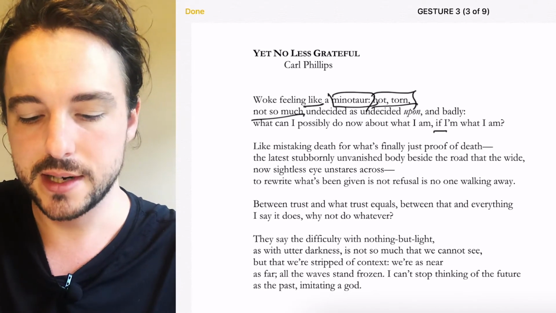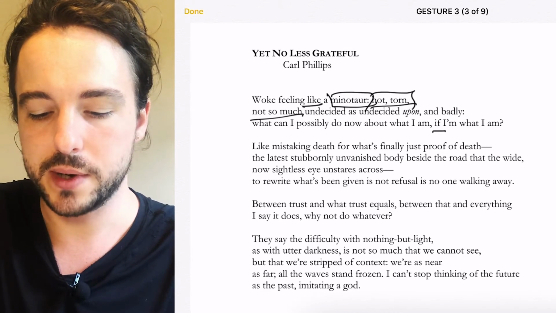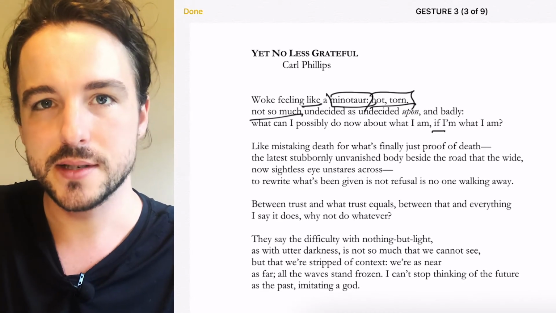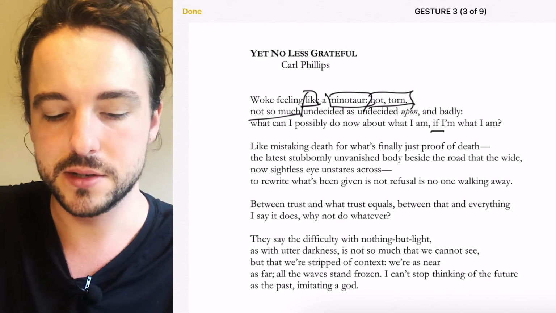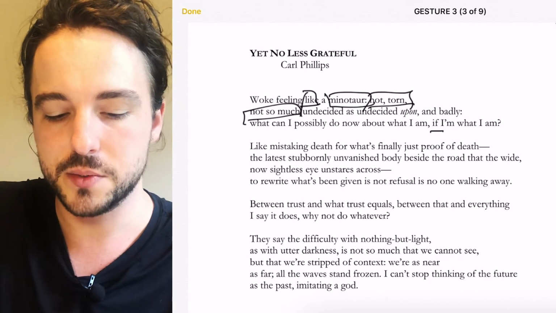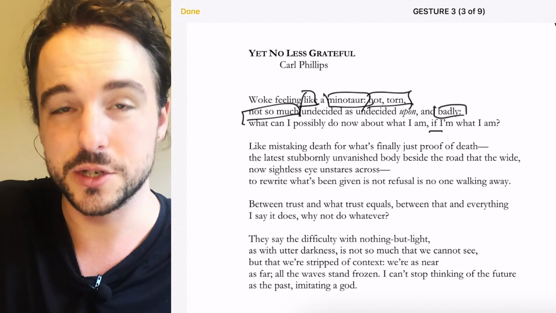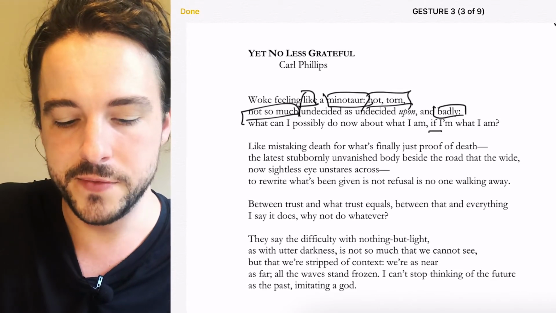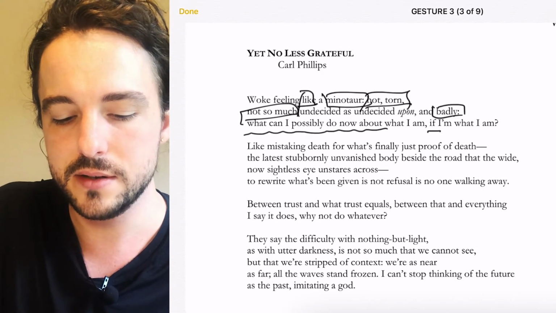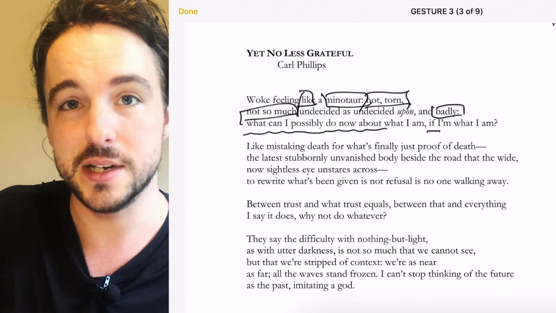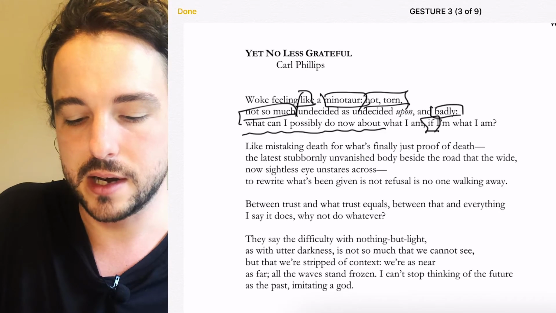Not so much undecided as undecided upon, and badly. What can I possibly do now about what I am, if I am what I am? This has a lot of those trappings of rhetorical gestures. The comparison is foregrounded. We have not so much, which is drawing attention to the conceptual, to the abstract. We have badly, which is another abstraction. What can I possibly do now? This verges on narrative without actually moving into any sort of temporality. So it's still the conceptual, if I'm what I am.